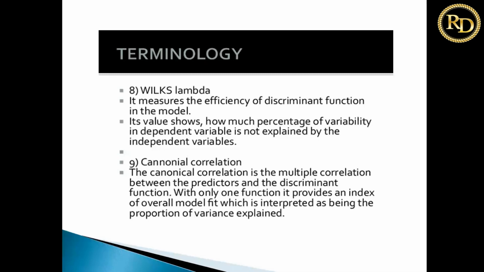And the ninth one, a very important measure, is the canonical correlation. It is the multiple correlation between the discriminant function, which is categorical, and the independent variables, which are metric or numerical in nature. The canonical correlation is the multiple correlation between the predictors, that is independent variables, and the discriminant function. With only one function, it provides an index of overall model fit, which is interpreted as the proportion of variation explained. So this is very important. We see how much percentage of variation is explained by the model, or say the discriminant function.